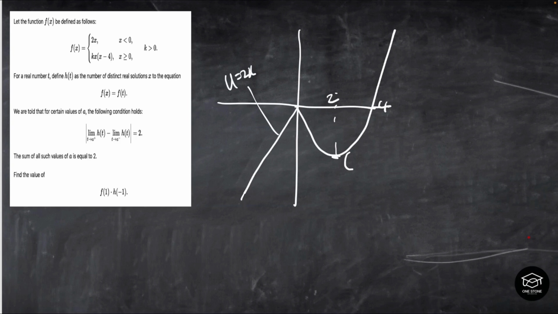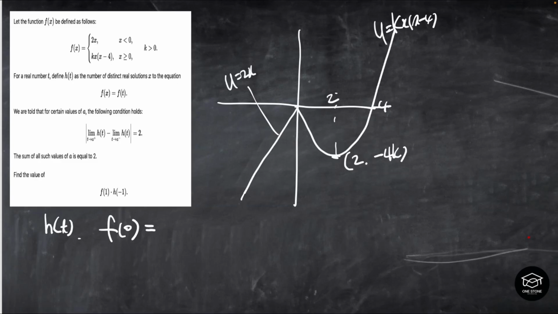If we substitute x equals 2 into k times x times the quantity x minus 4, we find that the minimum value is negative 4k. In this problem, f of t means the y value of the function when we plug in the real number t. For example, when t equals 0, f of t equals 0. In this case, the graph of y equals f of x, and the horizontal line y equals f of t intersect at 2 points. So h of 0 equals 2.